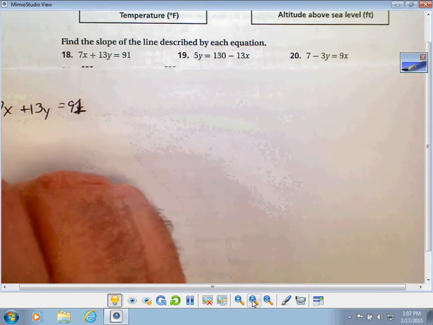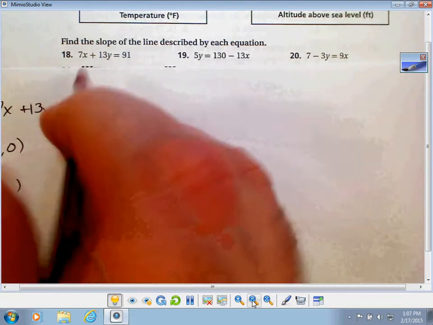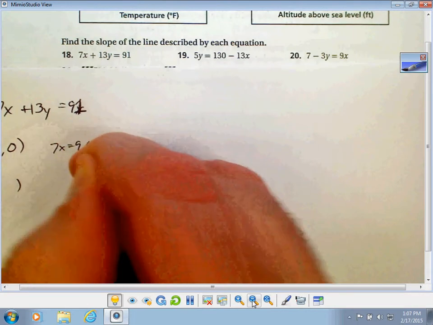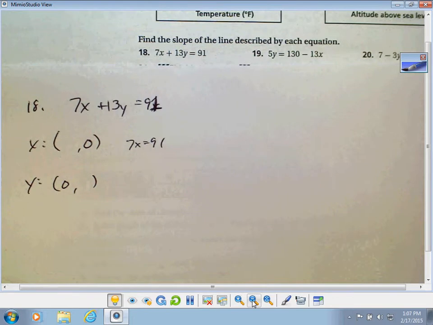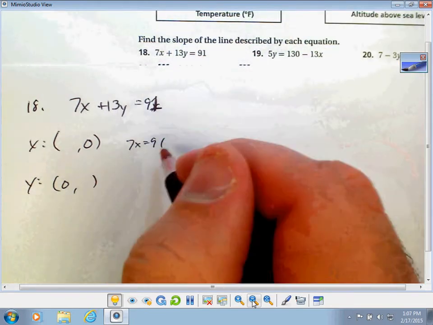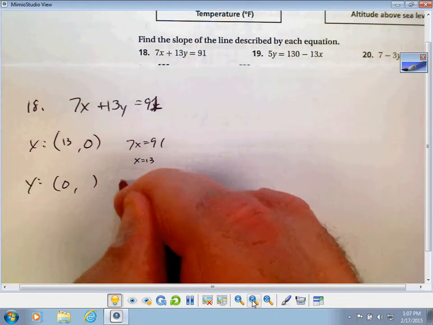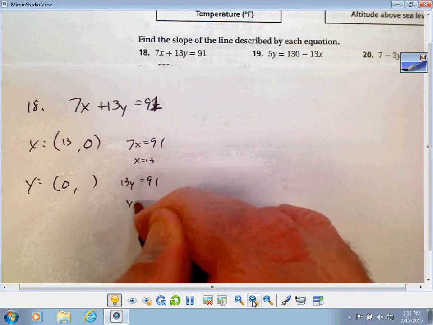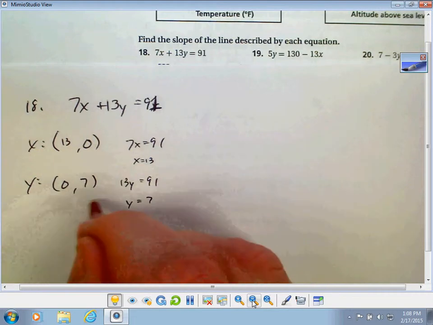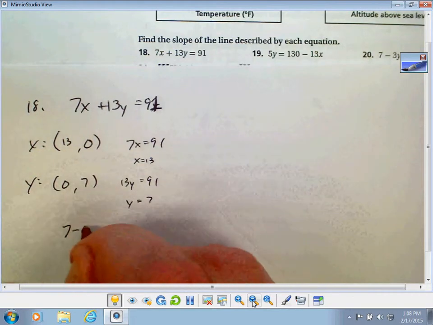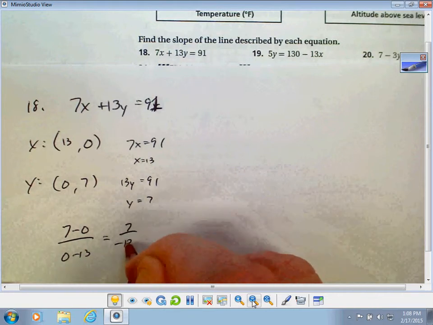So for x and y, I'm going to do 7x equals 91. Which means that x is 13. Then I'm going to do 13y equals 91, which means y is 7. So if I do x1, y1, x2, y2 here, I'm going to end up doing 7 minus 0 over 0 minus 13. 7 over negative 13.